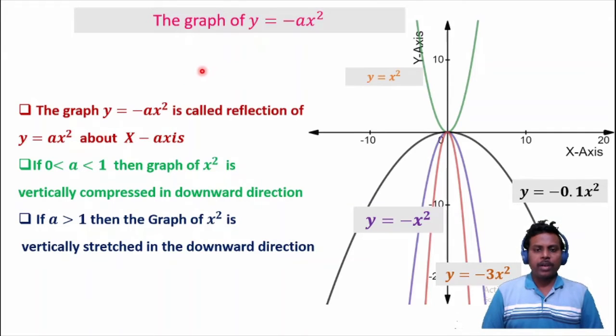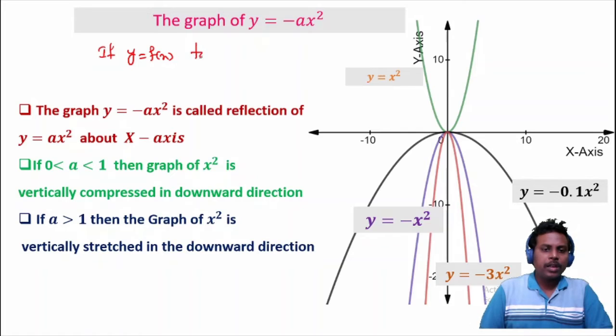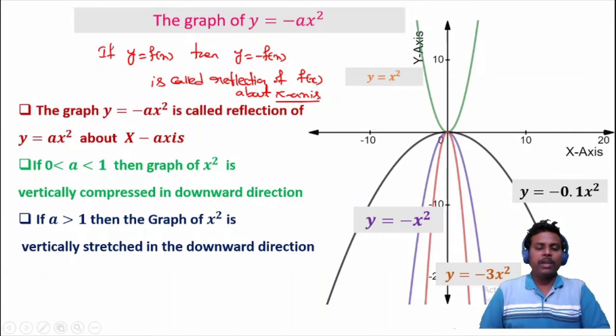One particular point is this y is equal to minus x square is called reflection of y is equal to x square. In general, if y is equal to f of x is the graph of a function, then the graph of y is equal to minus f of x is called reflection of f of x about x axis. Maybe in the form of a table, I'll be giving it towards the end.